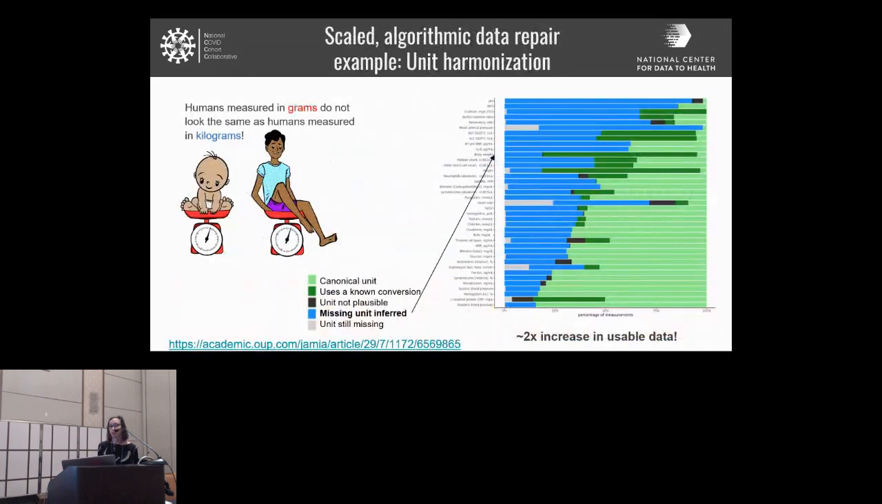Another example that I think is really exciting and also might be a great subject for a future DREAM challenge is algorithmic data repair. One of the really interesting things is just how disparate and crusty the units are that are expressed for various laboratories and other procedures that have units associated with them. So for example, humans measured in grams do not look the same as humans measured in kilograms, and we actually had quite a few 100-pound babies in our data set.